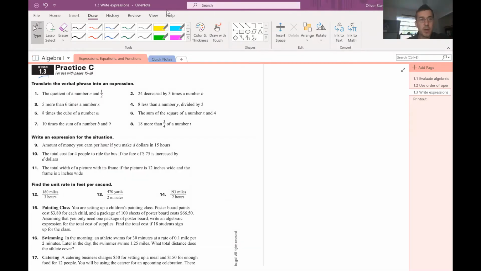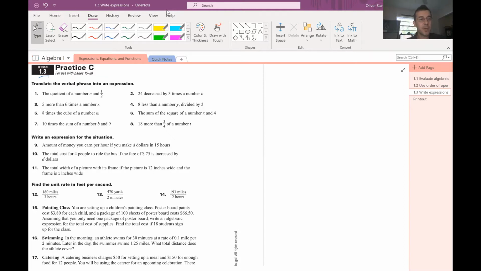We are solving Algebra 1 problems from the Larson textbook. We're doing section 1.3 today, practice C. So let's start. Problems 1 through 8. Translate the verbal phrase into an expression.